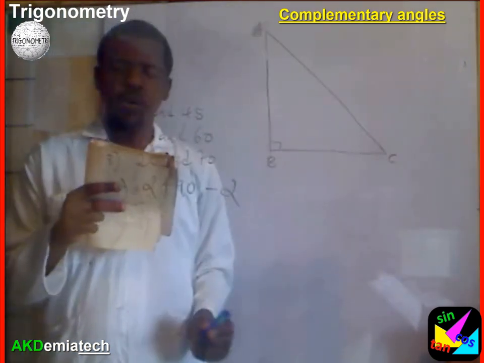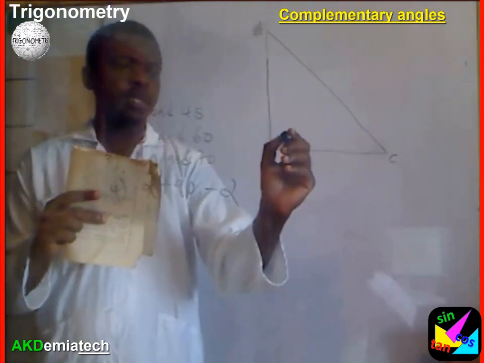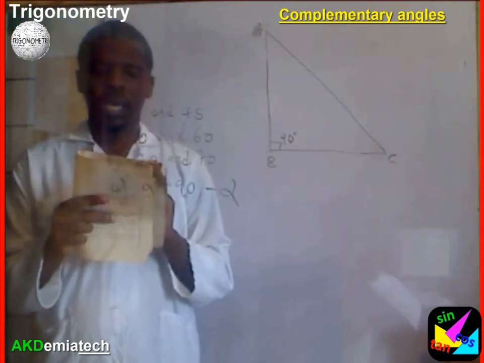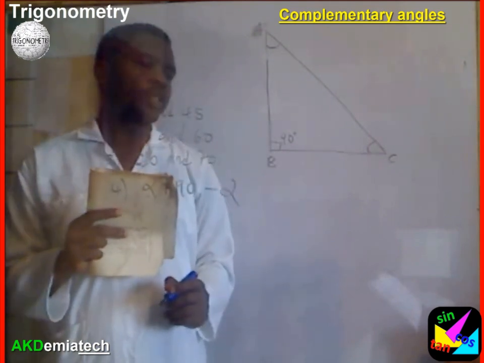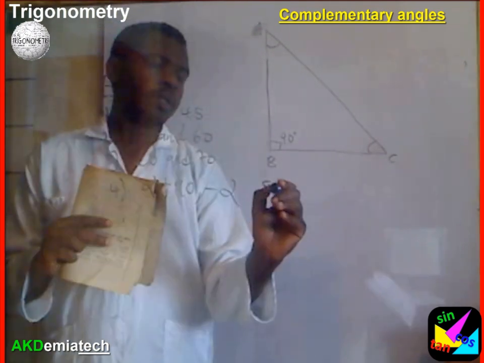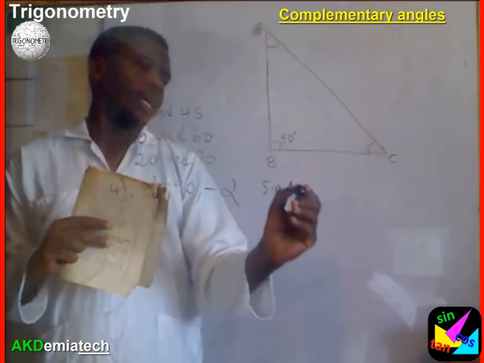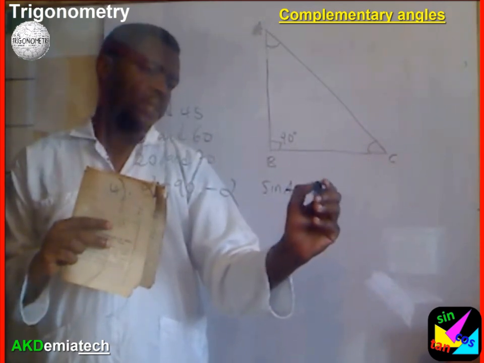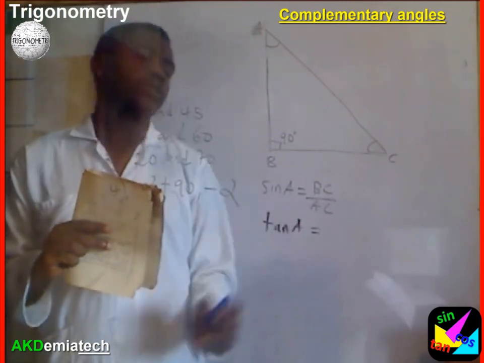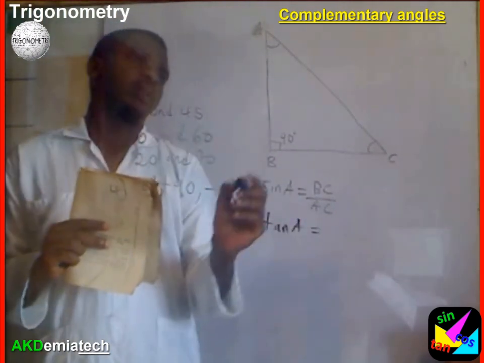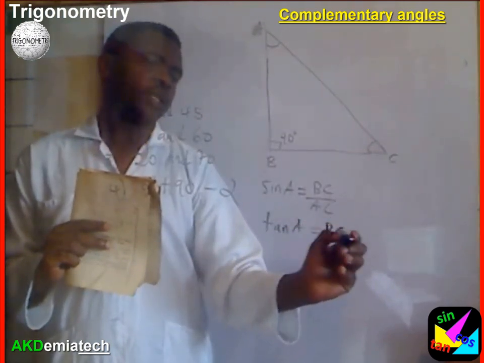Consider the right angled triangle ABC with B 90 degrees. Angle A and angle C are acute. From the definition of trigonometric ratios, we have sine A. This is the angle A. Sine A is BC all over AC. Tan A is equal to opposite, this is the opposite all over adjacent, BC all over AB.